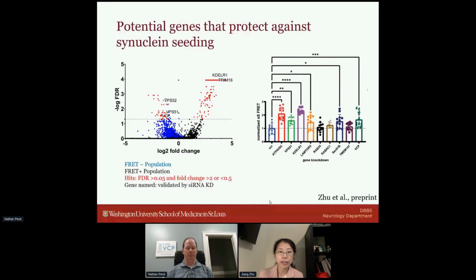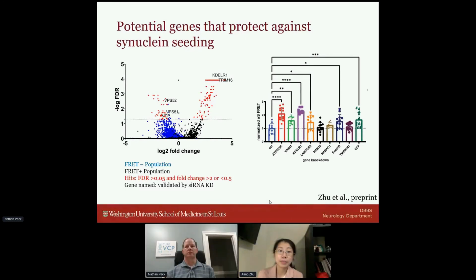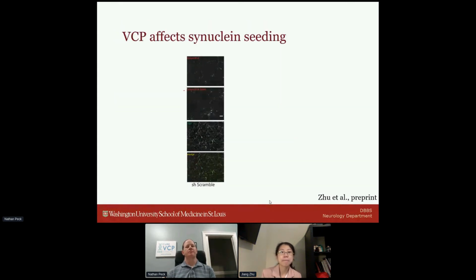Using this screening, we identified 153 different genes that we think can have protective effects against the proteotoxicity. We identified VCP as one of them. We did secondary validation of the screening. We selected 9 different genes and did siRNA knockdown in the biosensor line, and we validated our hit VCP. Then to confirm the effects of VCP, we also did primary neuron culture.